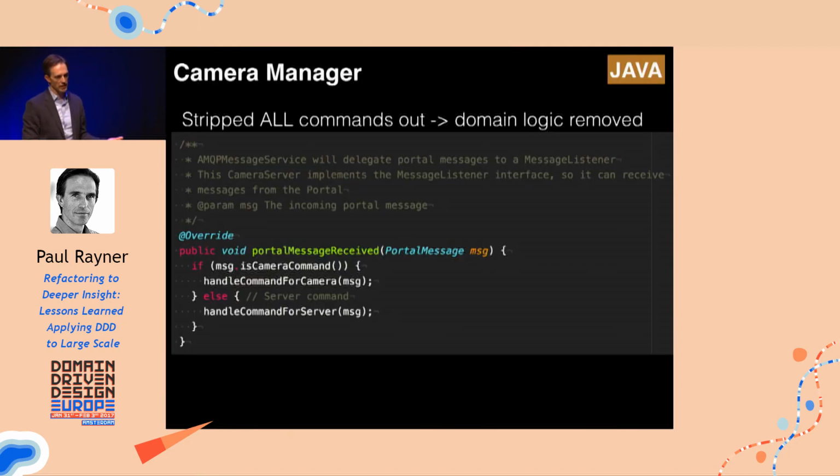And then on the Java side, we stripped out all the commands and removed the domain logic. So we just have a message like portal message received. We got something from the portal. And if it's a camera command, handle the command for the camera. Otherwise, handle the command for the server. The Java code goes, nice, right?